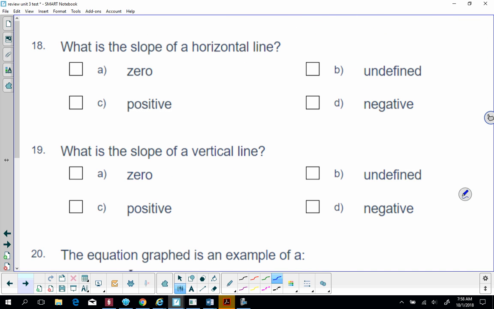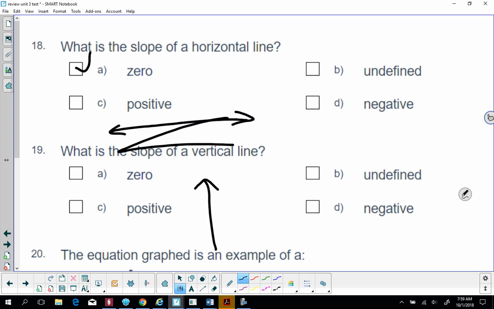What does a horizontal line look like? Is it side to side or up and down? Side to side. So what would be the slope of a line that goes side to side like that? 0. Remember, if you can make a z, you know it's 0. What is the slope of a vertical line? Undefined. Remember, I can make a u with it. And I know v and u are next to each other in the alphabet, so I know vertical lines are undefined.